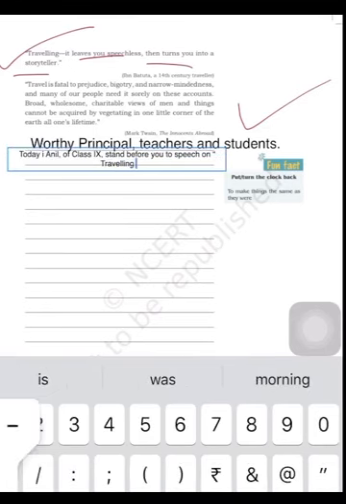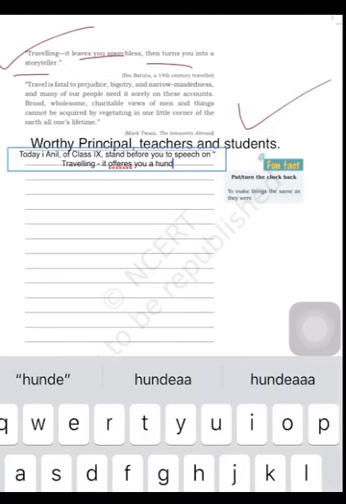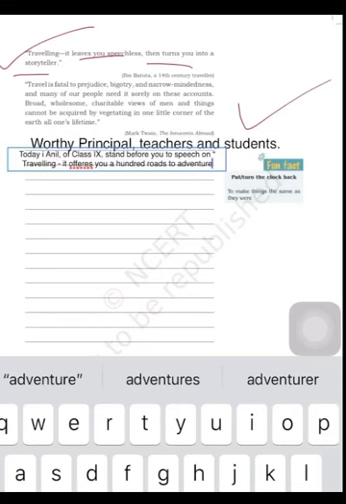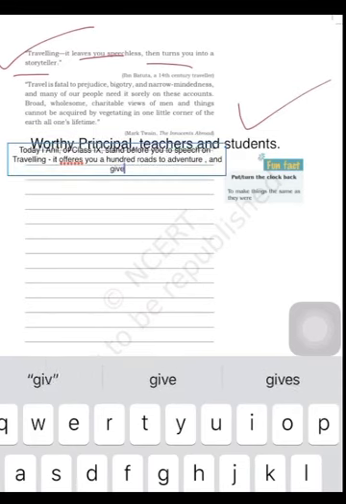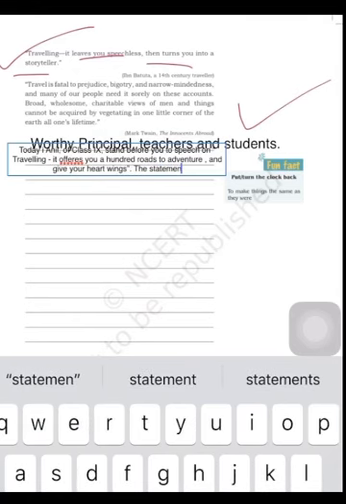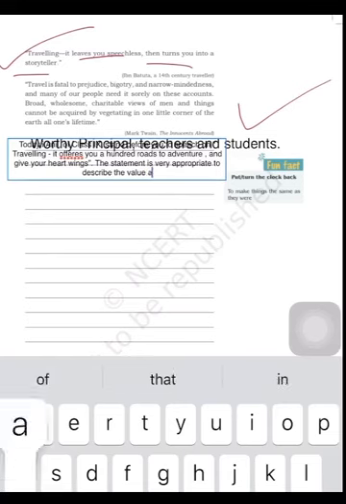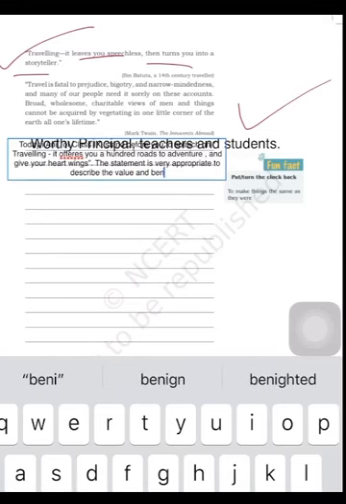Traveling, it offers you 100 roads to adventure and give your heart wings. This statement is very appropriate to describe the value and benefits of traveling.